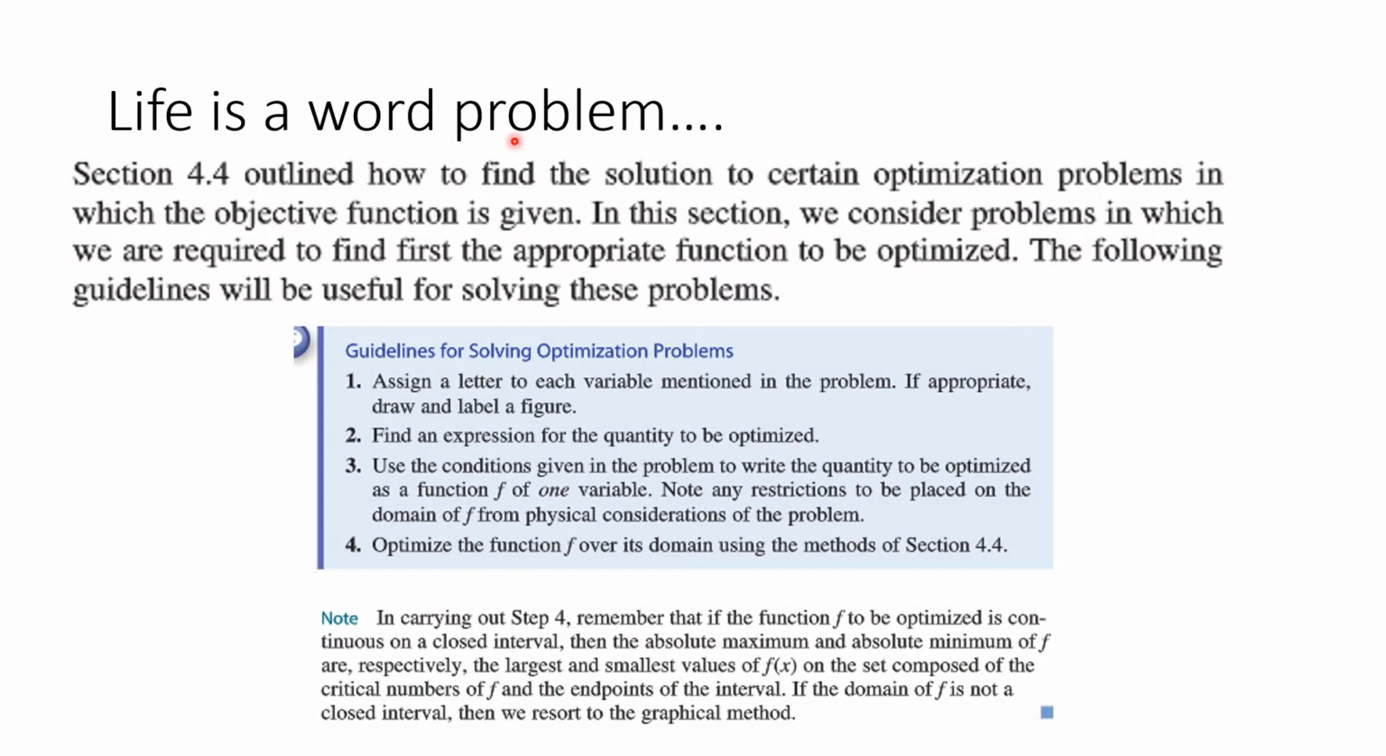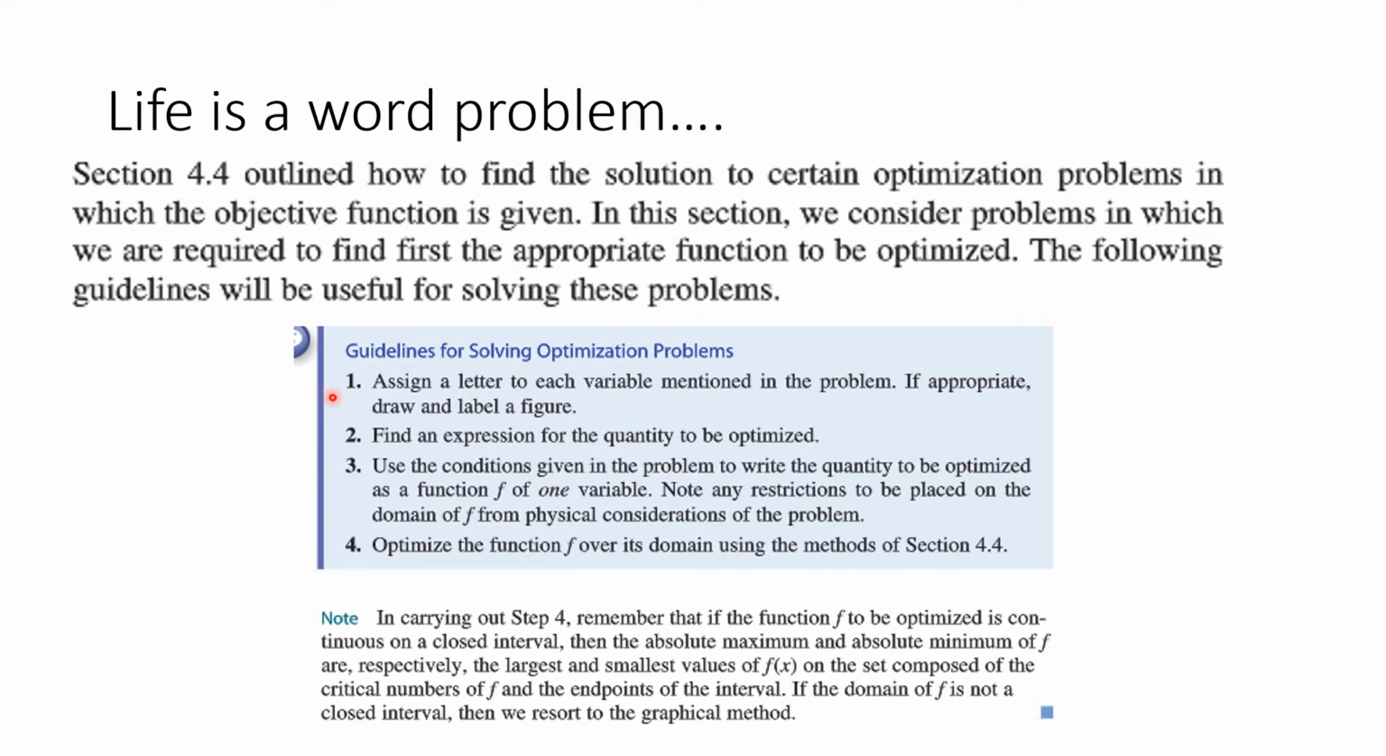Life is a word problem, and in the previous section we talked about how to find a solution to certain optimization problems in which the objective function is given. In this section, we consider word problems where you are required first to find the function to be optimized, and the following guidelines are useful in solving such problems.